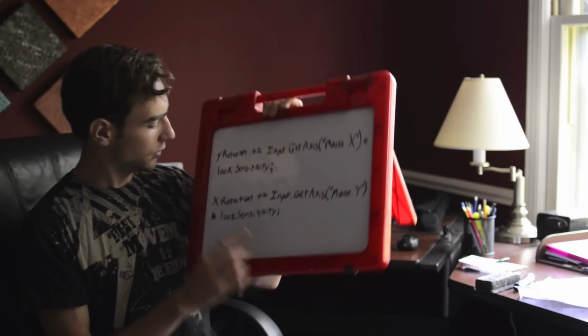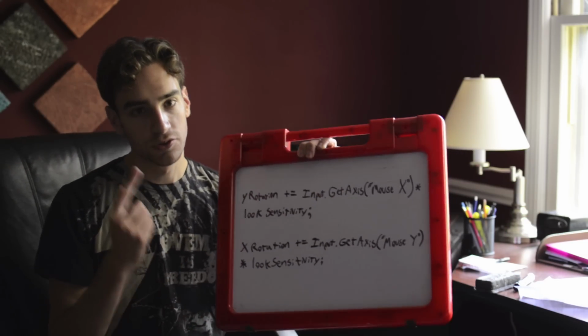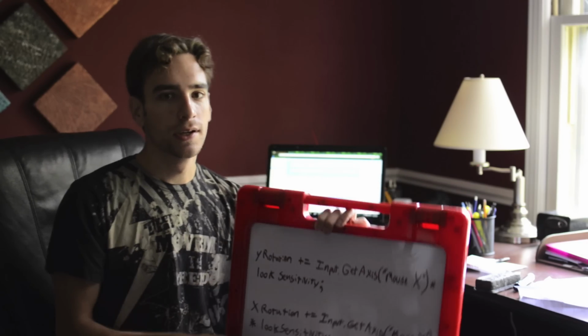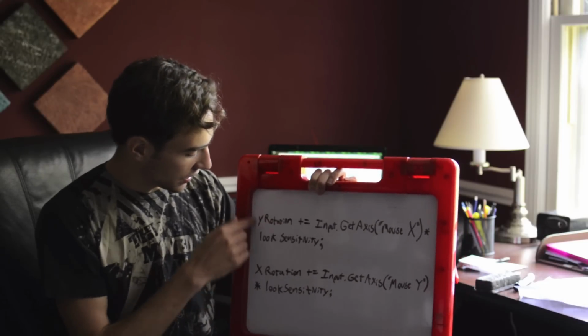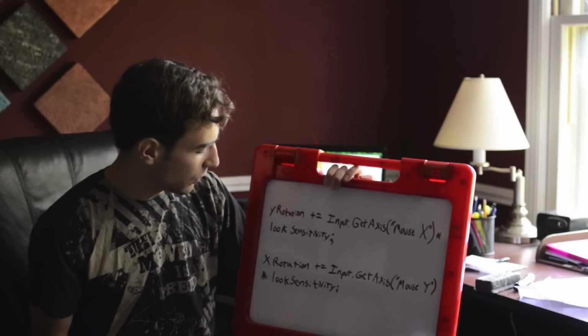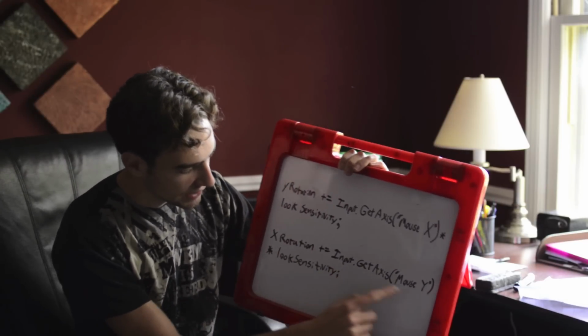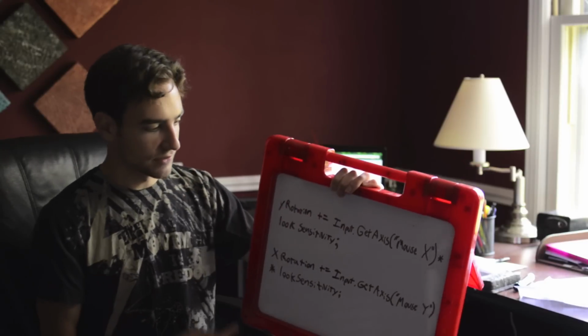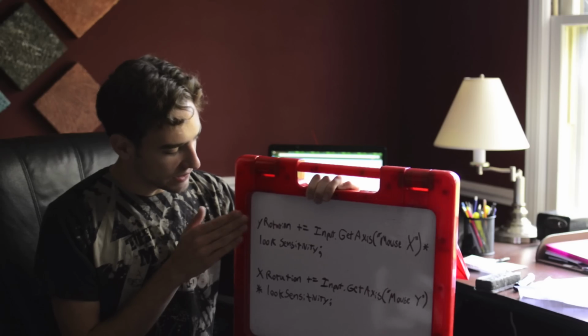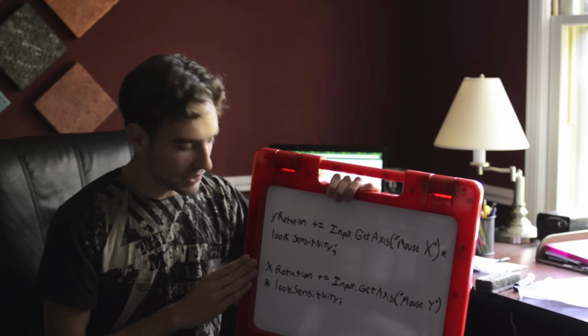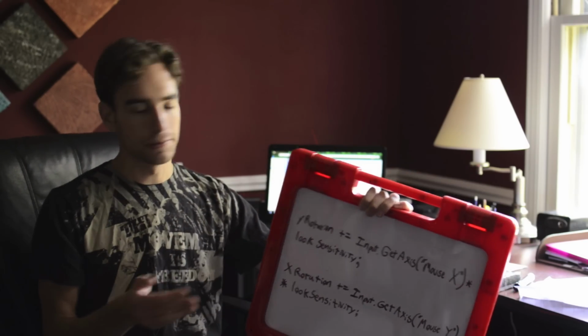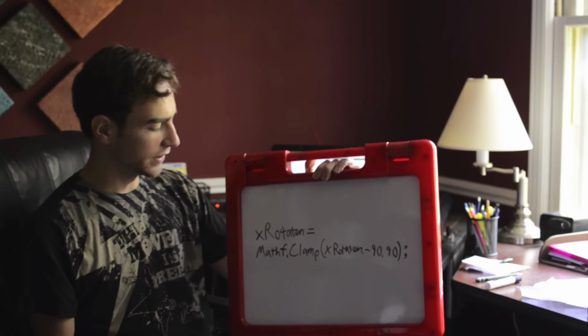So now let's go over how we affected the x rotation, which, remember, is looking up and down because the x-axis is horizontal. When we rotate around that, we end up looking up and down. So keep track of that when we go between the y rotation and x rotation. So we have x rotation plus equals input.getAxis mouse y times look sensitivity. So literally it's the exact same thing as this line of code, except for the x-axis, or looking up and down.